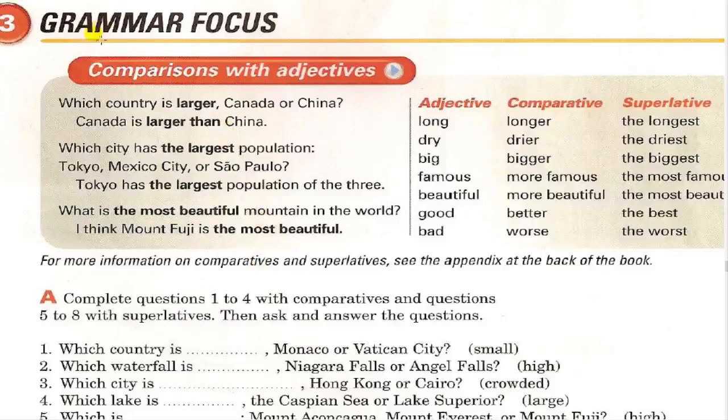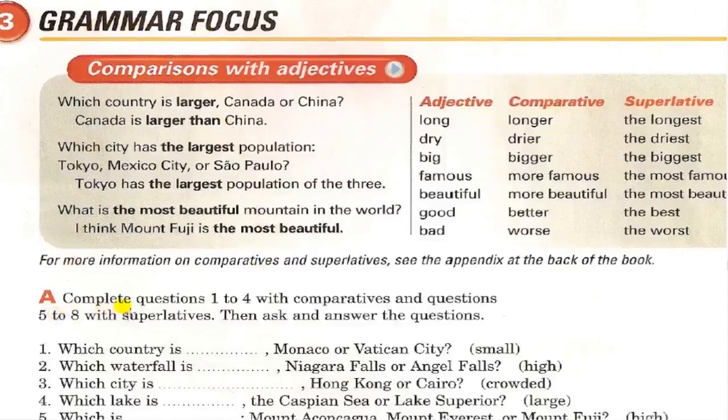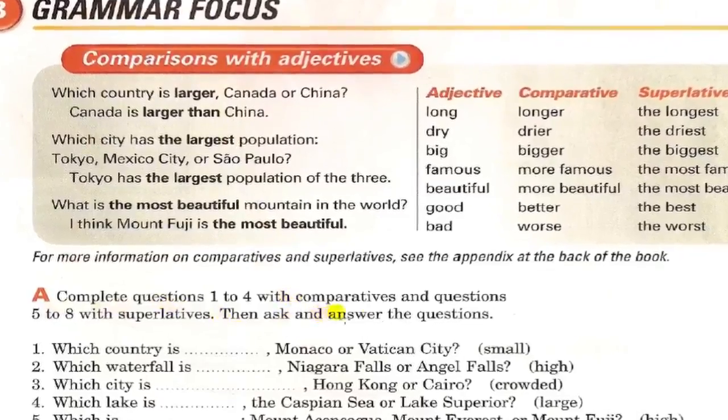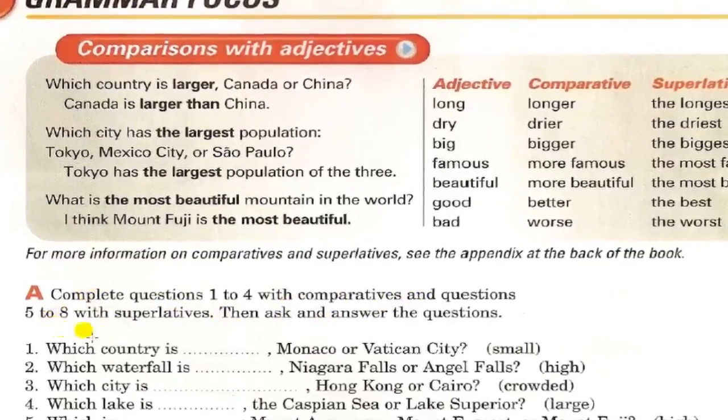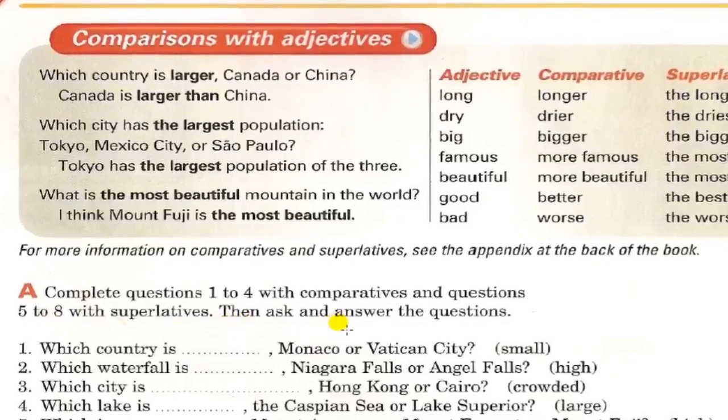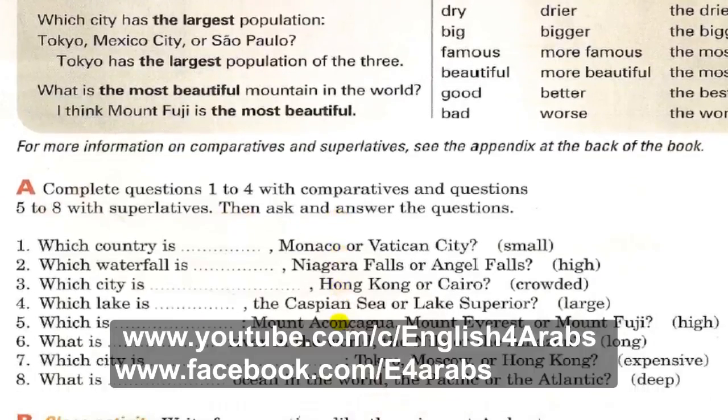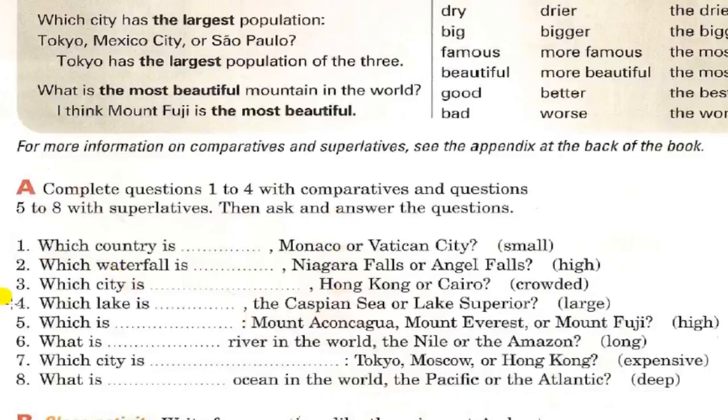Question number 3. Grammar focus. Part A. Complete questions 1 to 4 with comparatives and questions 5 to 8 with superlatives. Then ask and answer the questions. In this exercise, from number 1 to number 4, use adjective-ER than, or more adjective than. From 5 to 8, superlative.